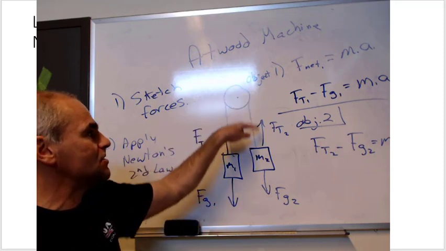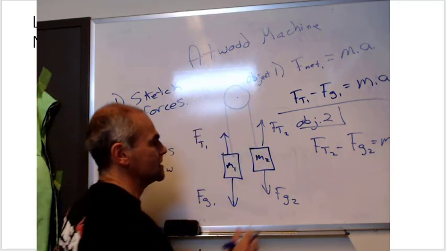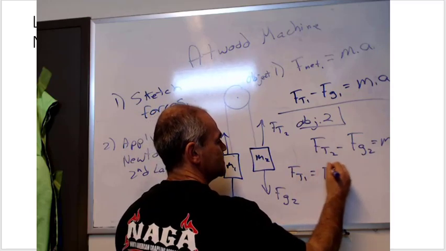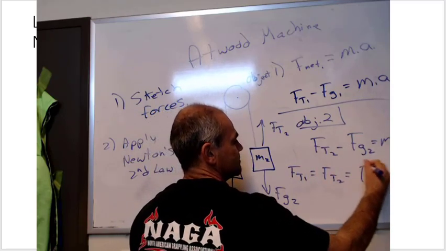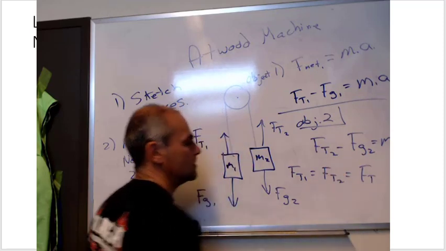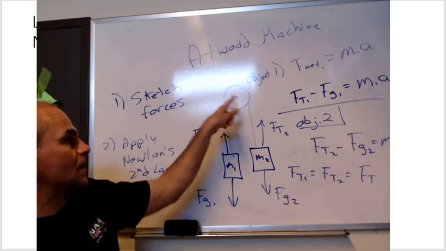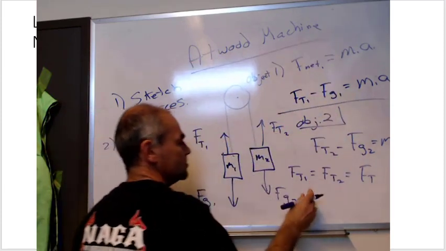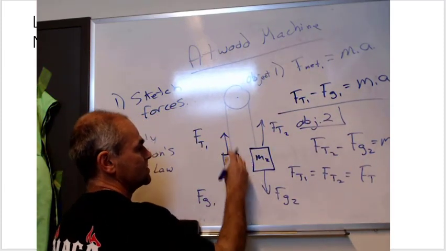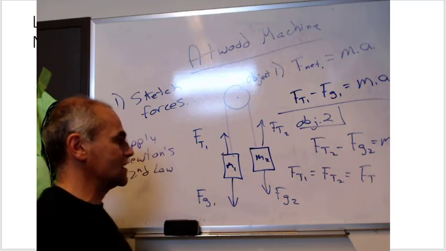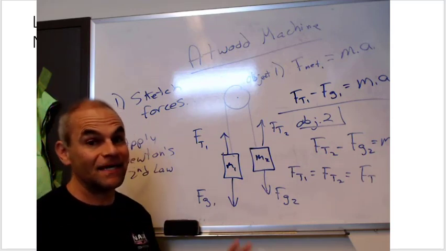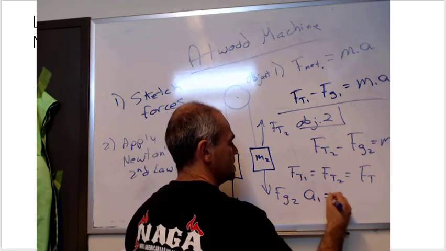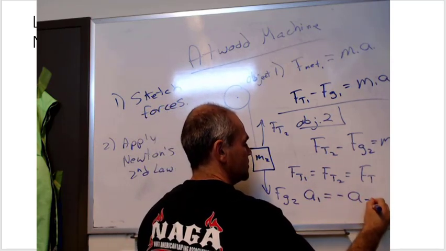Now remember, this is the tension force around a pulley. So because of that, I can say that Ft1 equals Ft2. I'll just call it Ft for short. That's one thing I can say is true about this situation. The other thing that is true is that one's acceleration is going to be equal to the negative of the other one. So A1 equals minus A2.